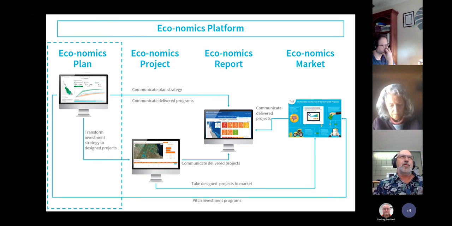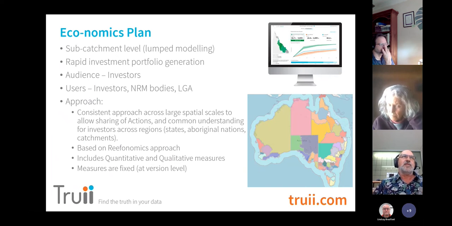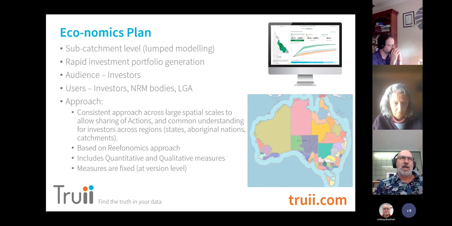First thing that we're going to work on is the Eco-nomics Plan. This is subcatchment level lump modelling. It's about rapid investment portfolio generation, targeted towards investors, and the users are investors, NRM bodies, local government authorities, those high level coordinators of project investment. We want to have a consistent approach across large spatial scales. We're basing this essentially on what we've done in the reef space, in an application there called Reef-o-nomics, and we're including both quantitative and qualitative measures.